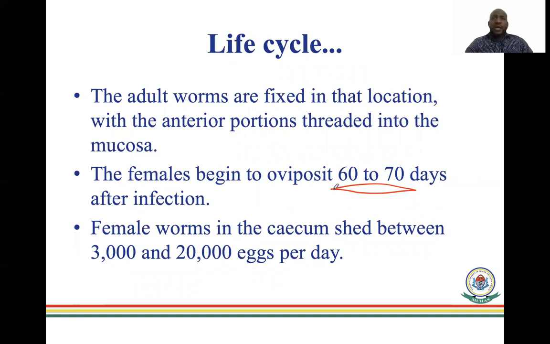Because eggs are laid after 60 to 70 days, someone who has traveled and has just returned, if you check them immediately, you would not be able to find the eggs of Trichuris trichiura in the stool. So usually a good time would be after a few months, 2 months after returning from travels. And then the eggs usually number between 3,000 and 20,000 per day. This number looks big, but it's important to remember it for later comparison.